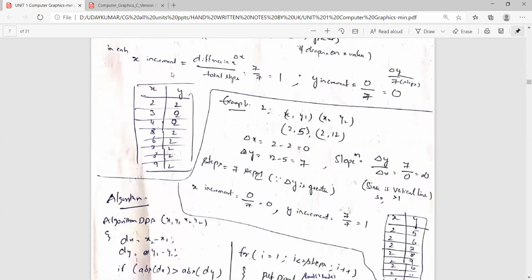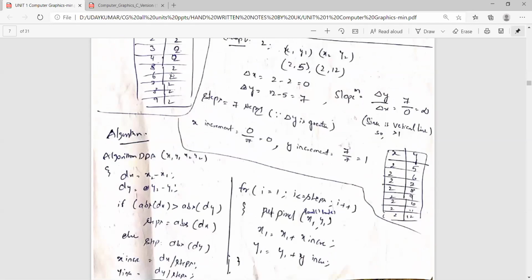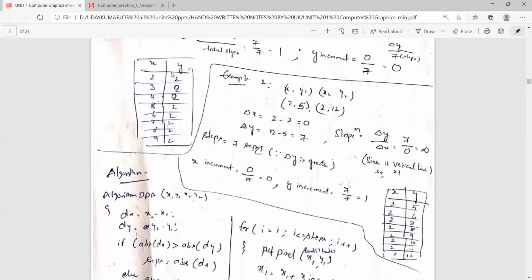So since delta y is greater, the total number of steps is equal to 7. How is x going to be incremented? 0 by 7 equals 0. The y increment is 7 by 7, that is 1. So each time the x coordinate is incremented by 0 and the y coordinate is incremented by 1. You can plot the points. So this is the algorithm.